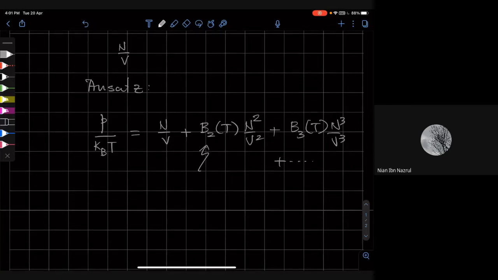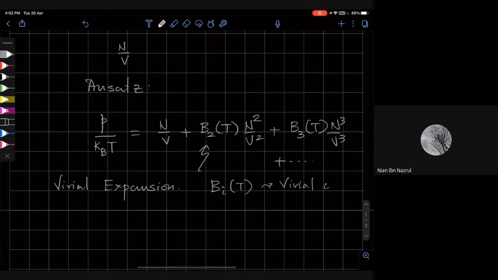So we are essentially expressing pressure as a power series. And this expansion is known as the virial expansion. And these coefficients are known as the virial coefficients. Okay. So this is the setup for the interacting classical gas analysis.